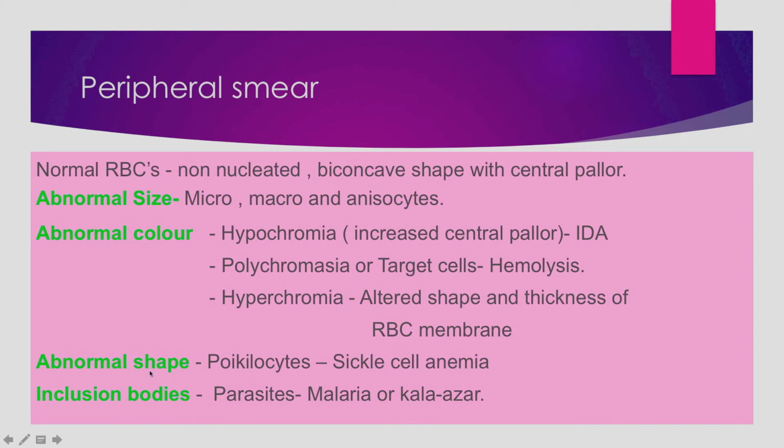Then abnormal shape. The shape of the RBC is generally biconcave, but if it is of different shapes, for example elliptical, or spherical, or sickle shaped, for example in sickle cell anemia, then they are called poikilocytes. Poikilocytes mean abnormal shape. Inclusion bodies: if some extra bodies are seen in RBCs, for example some parasites in malaria or Kala-Azar, we call that inclusion bodies. So in peripheral smears we see all these things.